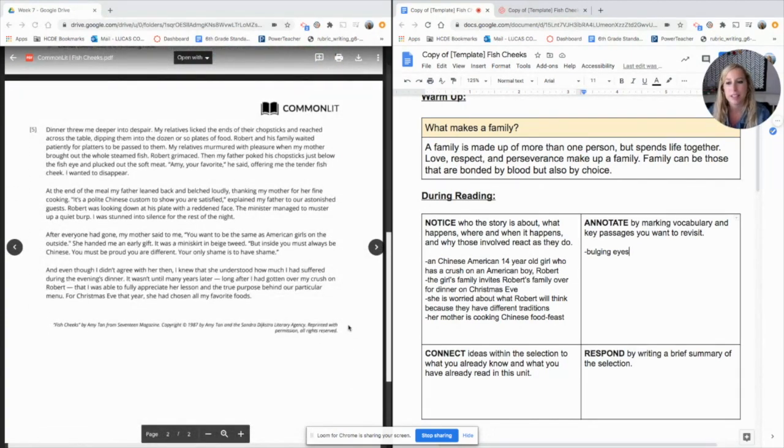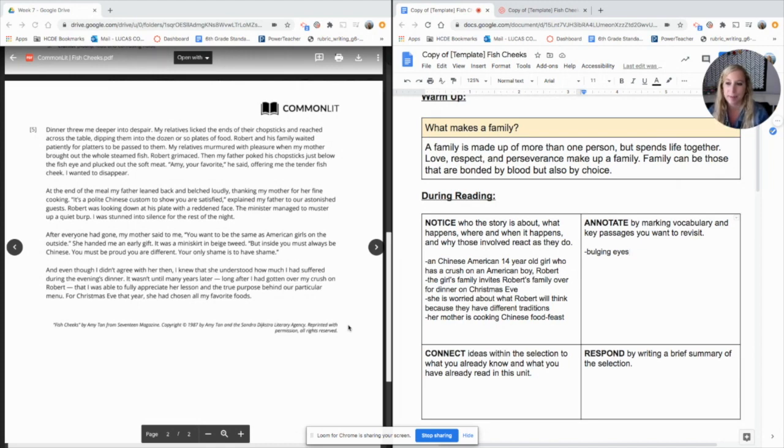Dinner threw me deeper into despair. My relatives licked the ends of their chopsticks and reached across the table, dipping them into the dozen or so plates of food. Robert and his family waited patiently for platters to be passed to them. My relatives murmured with pleasure when my mother brought out the whole steamed fish. Robert grimaced. Then my father poked his chopsticks just below the fisheye and plucked out the soft meat. "Amy, your favorite," he said, offering me the tender fish cheek.